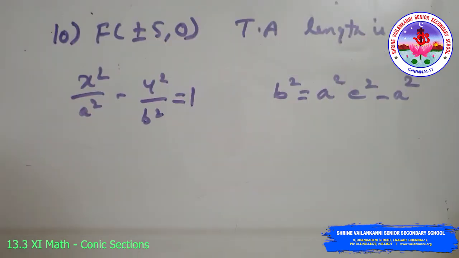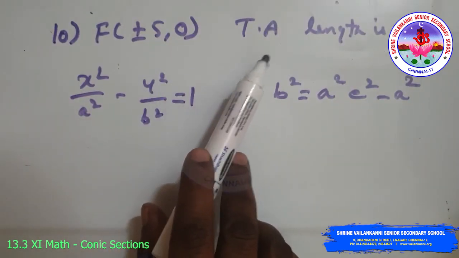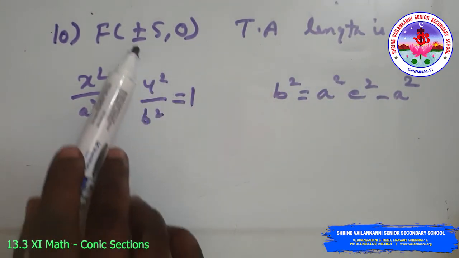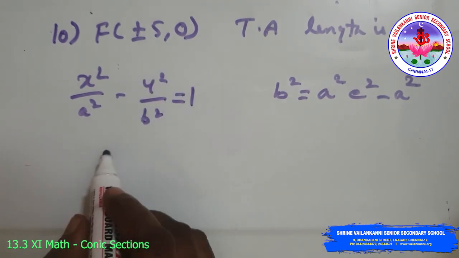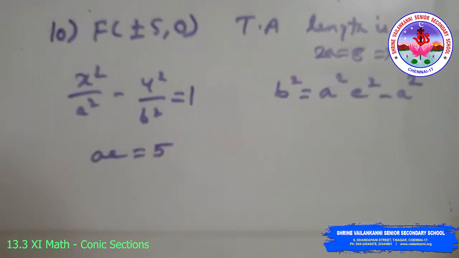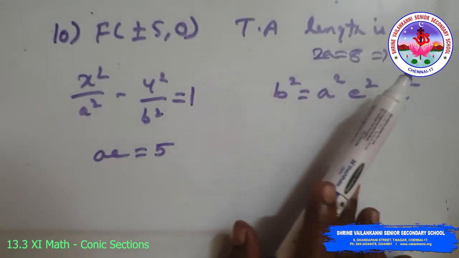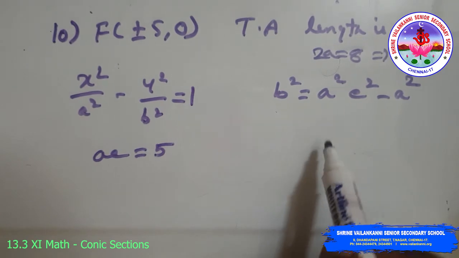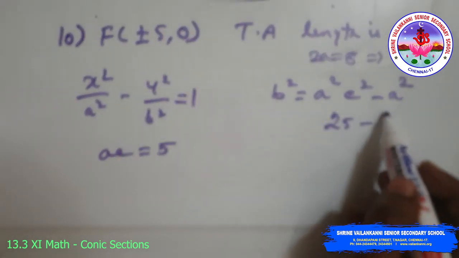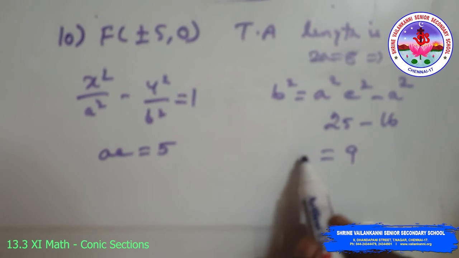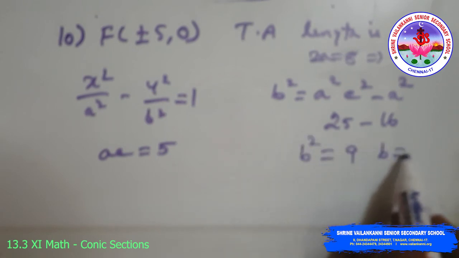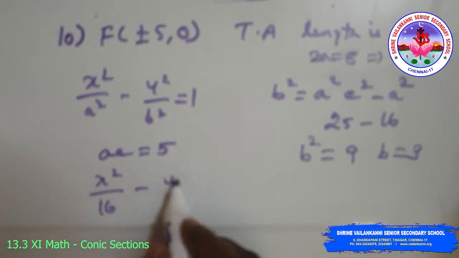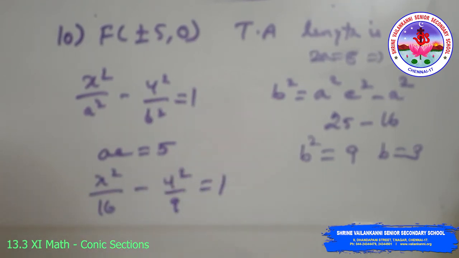10th question, foci are (±5, 0), transverse axis length is 8. The equation is x²/a² − y²/b² = 1. Here the foci are (±ae, 0), that is ae = 5. The length of the transverse axis is 8, so 2a = 8, then a = 4. We have b² = a²e² − a², which is 25 − 16. So we get 9. So b² is 9, b is 3. Then the equation of the hyperbola is x²/16 − y²/9 = 1.